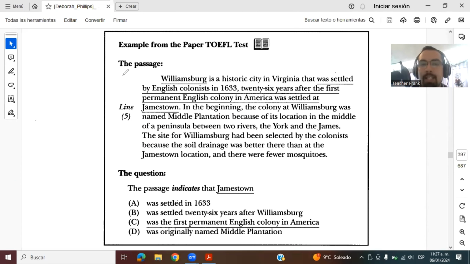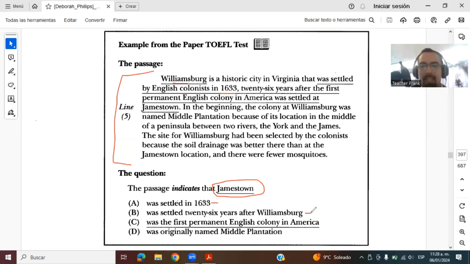In this text, it says Williamsburg is a historic city in Virginia that was settled by English colonists in 1633, 26 years after the first permanent English colony in America was settled at Jamestown. Now, here it asks us: the passage indicates that Jamestown was settled in 1863. Yes or no? Let's go back. Williamsburg is a historic city that was settled. So, Williamsburg was settled in 1633, not Jamestown. Jamestown was settled 26 years after Williamsburg.